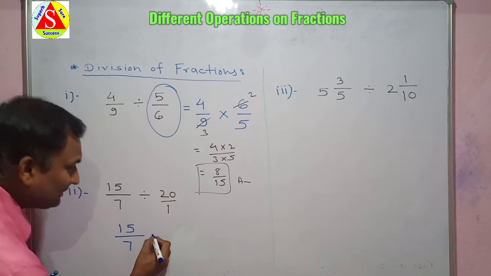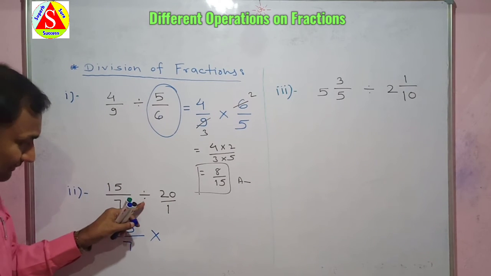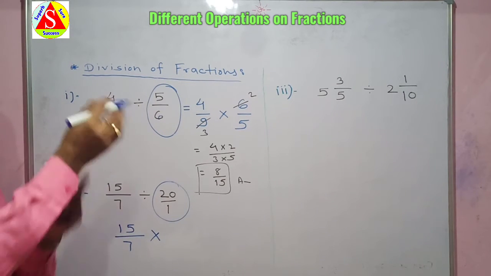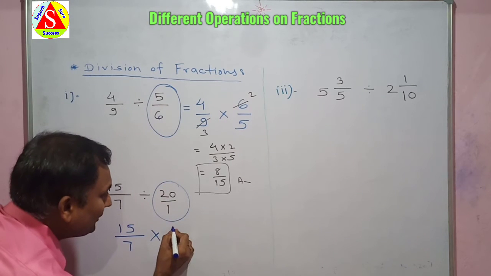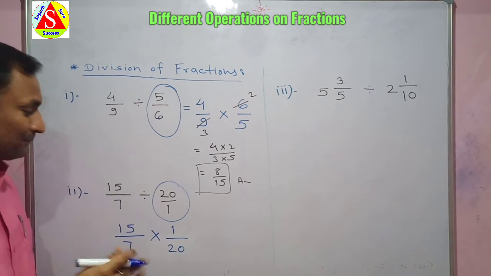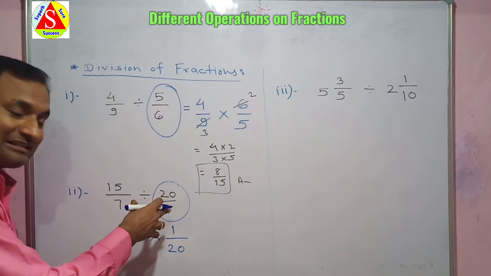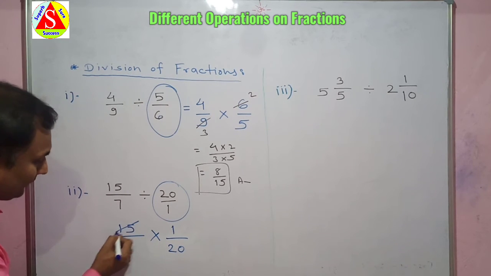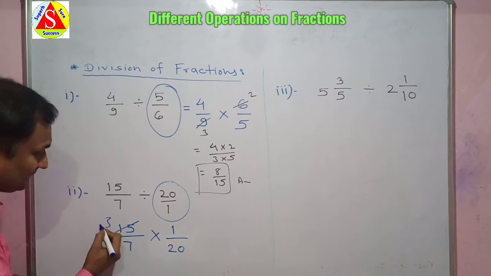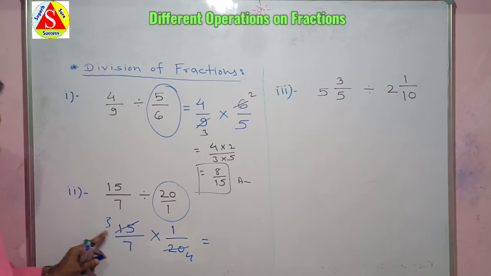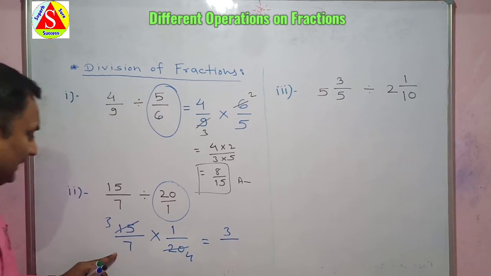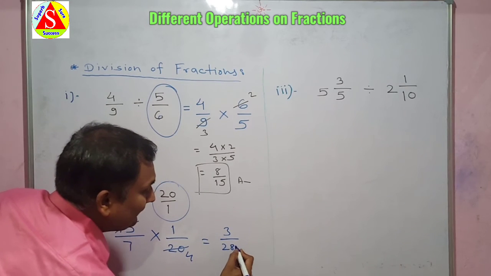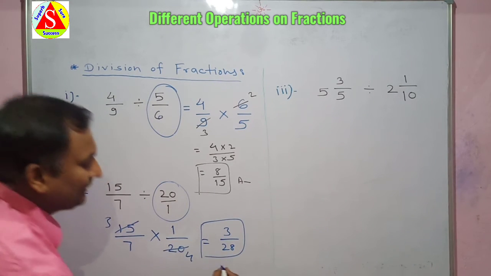In the second step, just convert this division sign into multiplication sign. After this, just invert the second term. Inversion means just change the position of numerator and denominator. So when we find the reciprocal, we will write 1/20. Now we can cut it by common factor 5. So 5 3s are 15 and 5 4s are 20. So dear students, here we have in the numerator 3 and in the denominator 7 and 4. So 7 4s are 28. So this is our final answer.